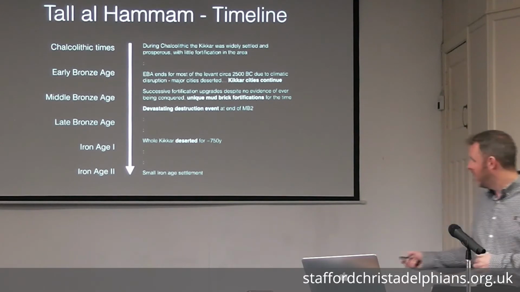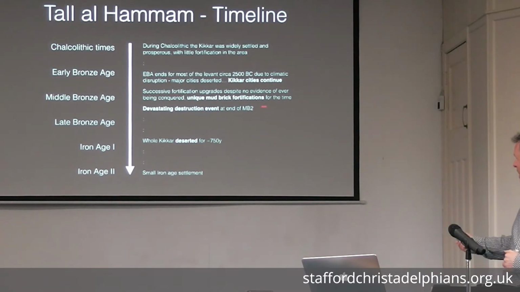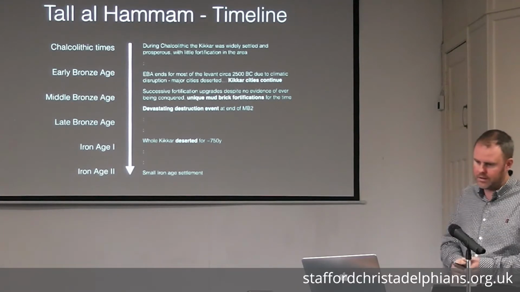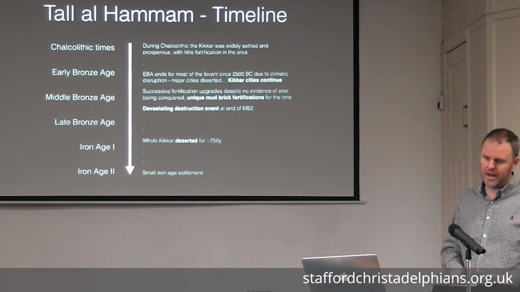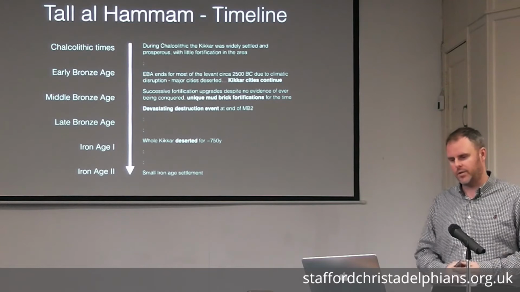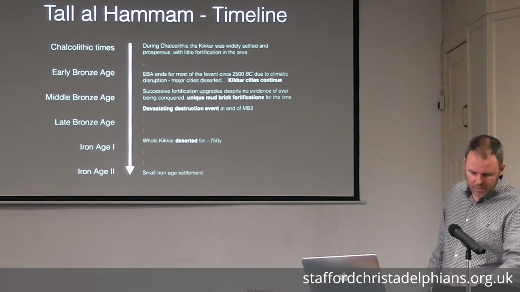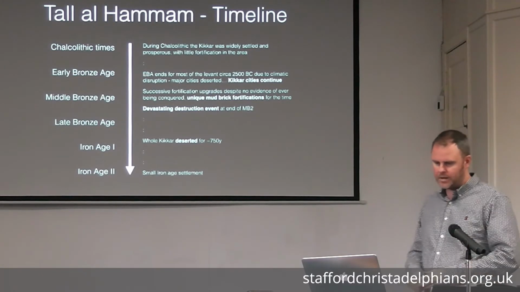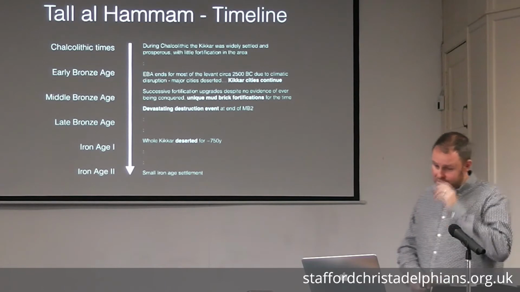And then around the end of Middle Bronze Age 2, whenever that exactly was, around that time there is a devastating destruction event. Now, the timing of that destruction event is perfect for the Abrahamic era. It's perfect for the time where we read of Abraham and Lot. It's perfect for the time where we read that Lot was led out of Sodom and Gomorrah by the angels.